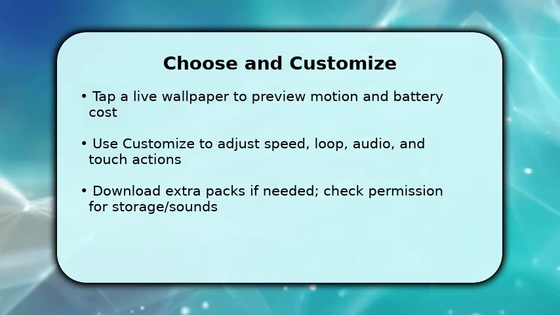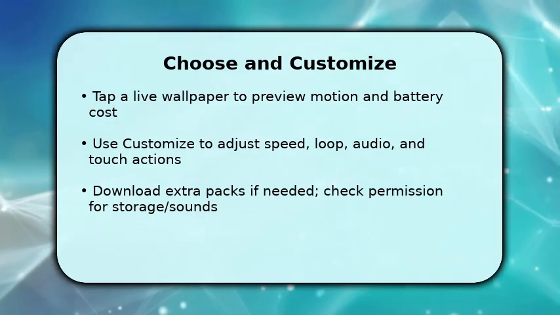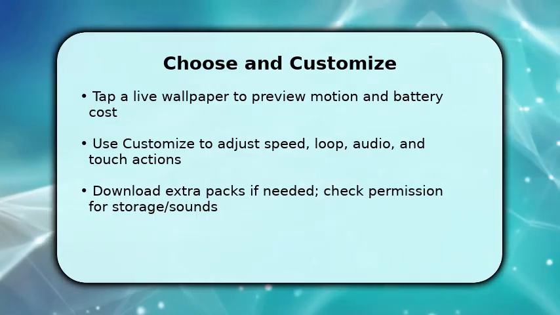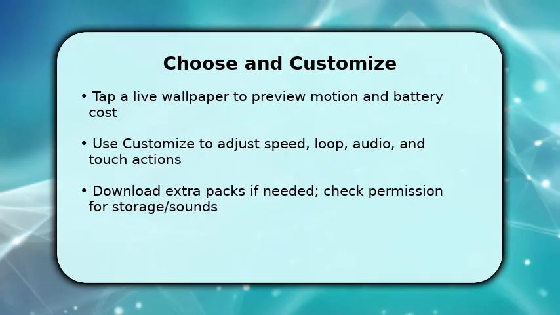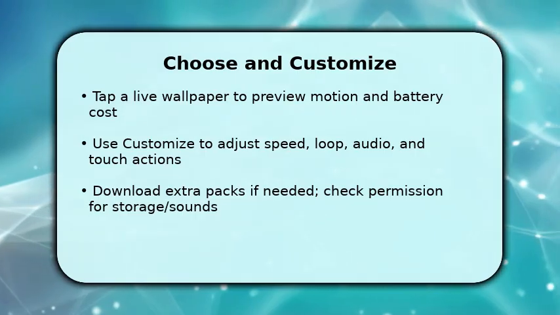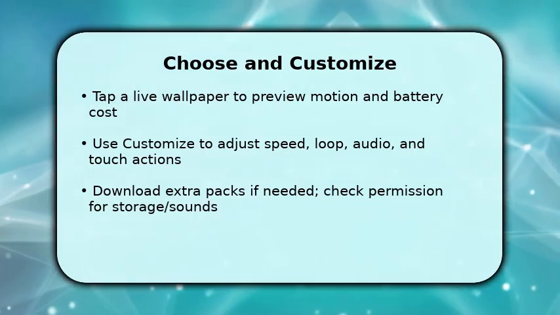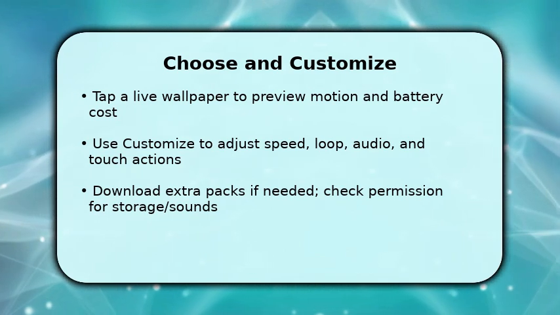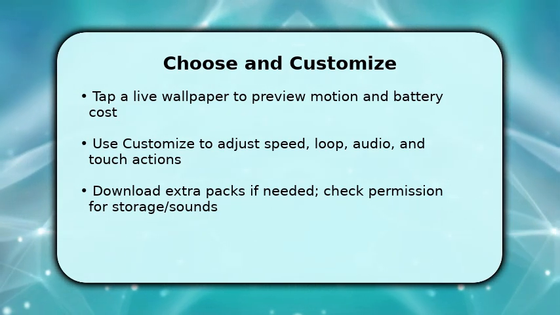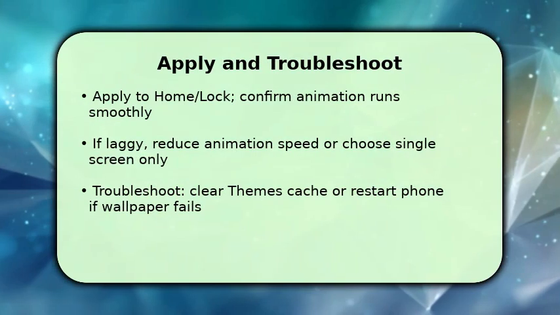If the wallpaper requires extra assets, tap Download and grant storage or sound permissions. Make sure to monitor the download progress. Once satisfied, hit Set Wallpaper and choose whether to apply to Home, Lock Screen, or both. You apply the live wallpaper to Home, Lock, or both and confirm the animation runs smoothly.